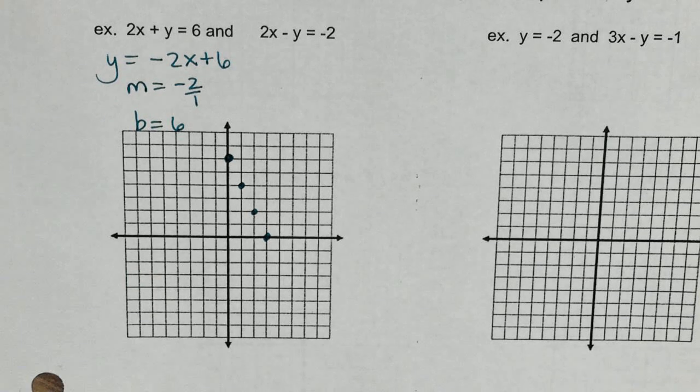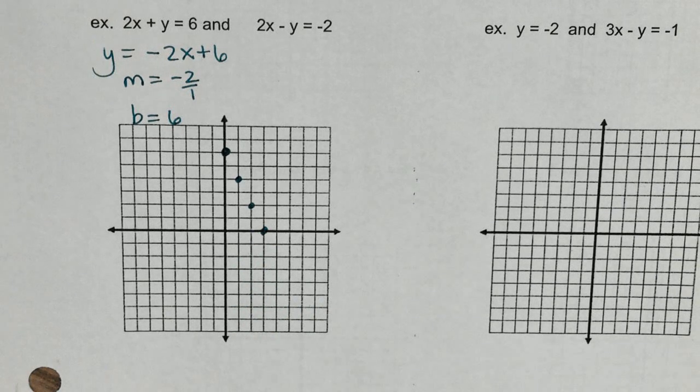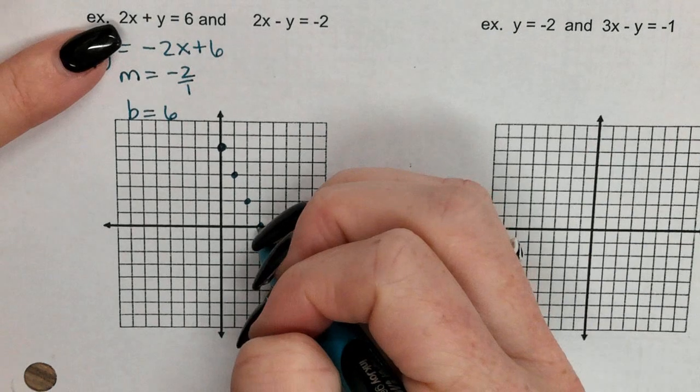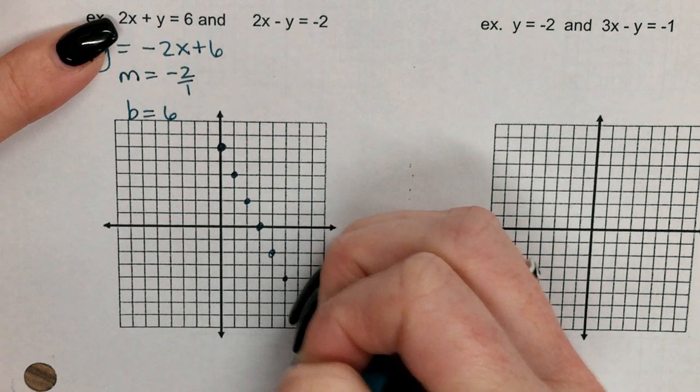All right, and then it's very, very important that you graph it really well so that you can see where they intersect. So I'm going to go ahead and go down to right 1 all the way through the graph.